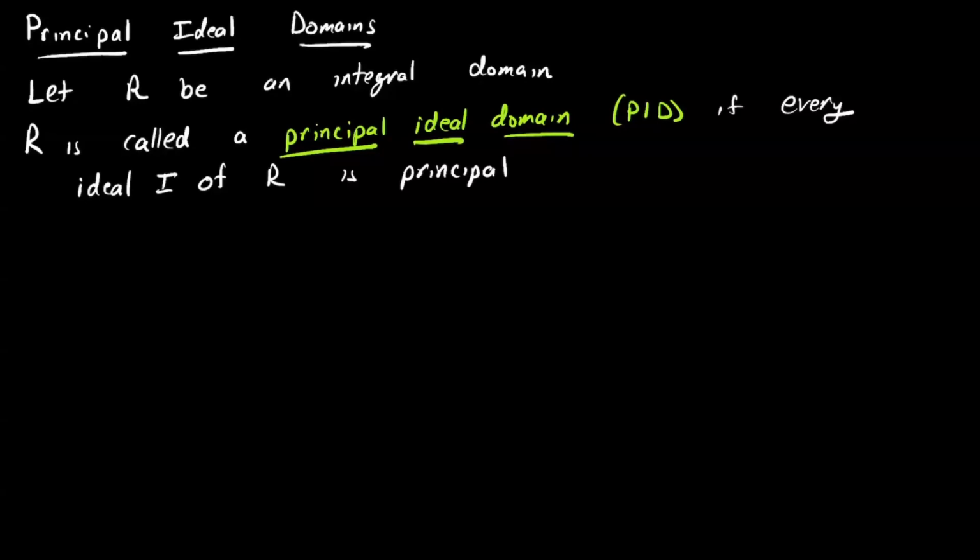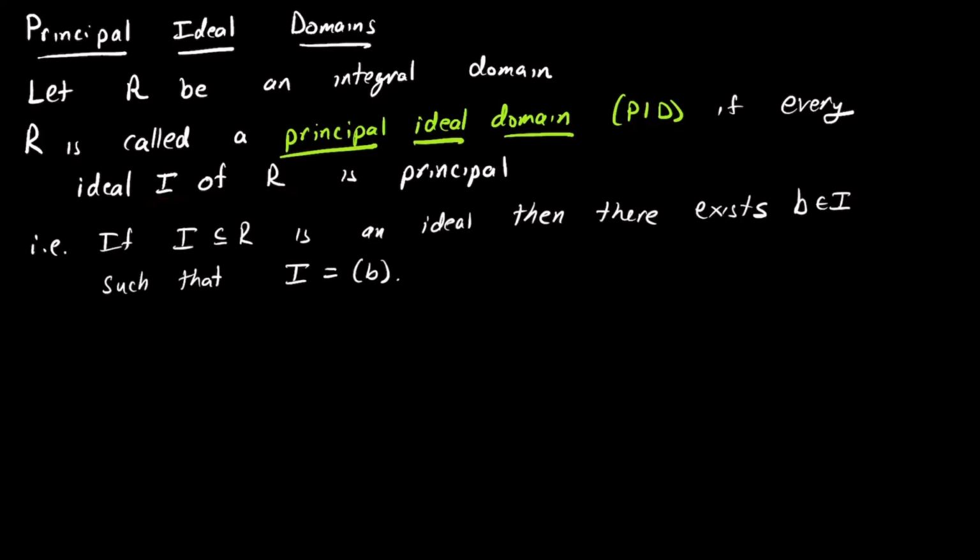Okay, so the next type of important ring that we're going to encounter is what's called a principal ideal domain. So I'll let R be an integral domain, and I call R a principal ideal domain, we'll abbreviate it as PID, if every ideal I of R is principal. So let's recall what that means. This means that if I take an ideal I, that's a subset of R, then there exists an element b in I such that I is equal to the ideal generated by b.